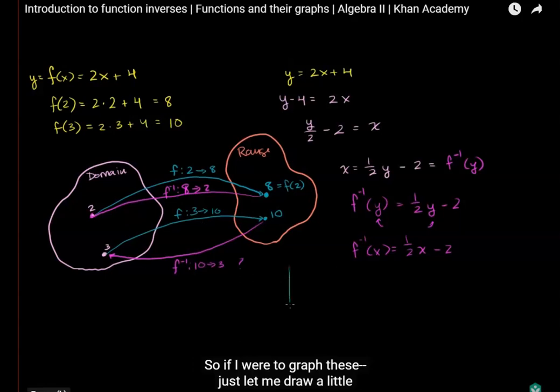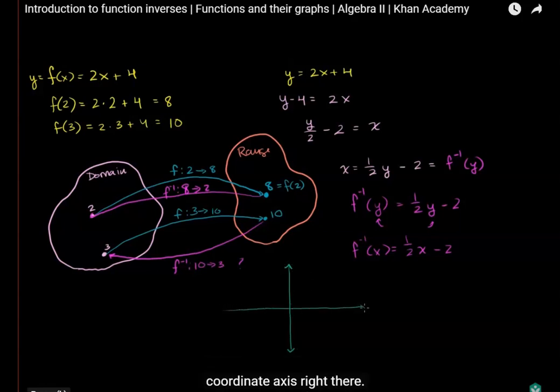So if I were to graph these, let me draw a little coordinate axis right here. This first function, 2x plus 4, its y-intercept is going to be 1, 2, 3, 4, just like that. And then its slope will look like this. It has a slope of 2. So its graph will look something like that. That's what that function looks like.